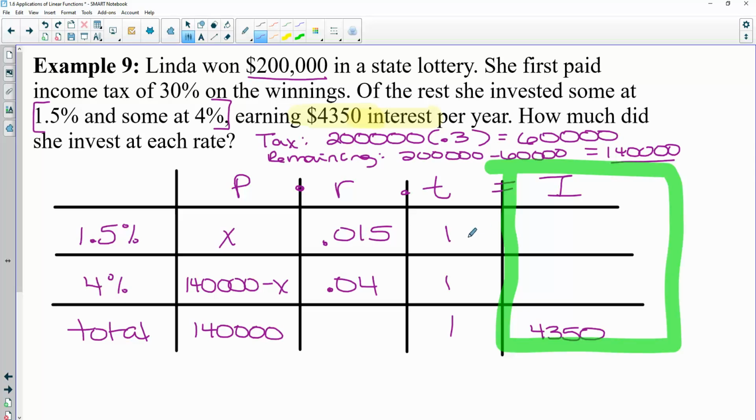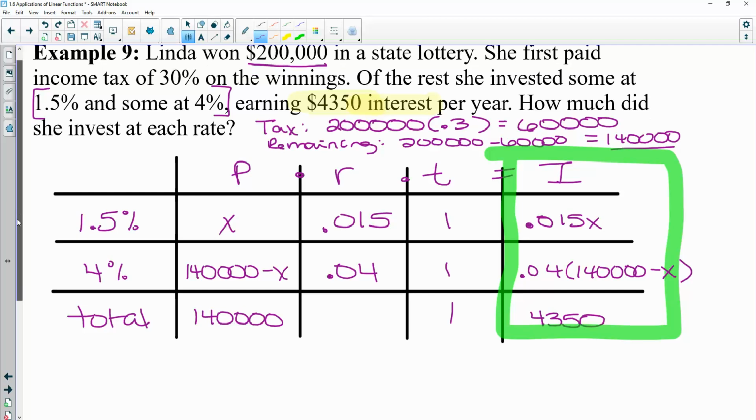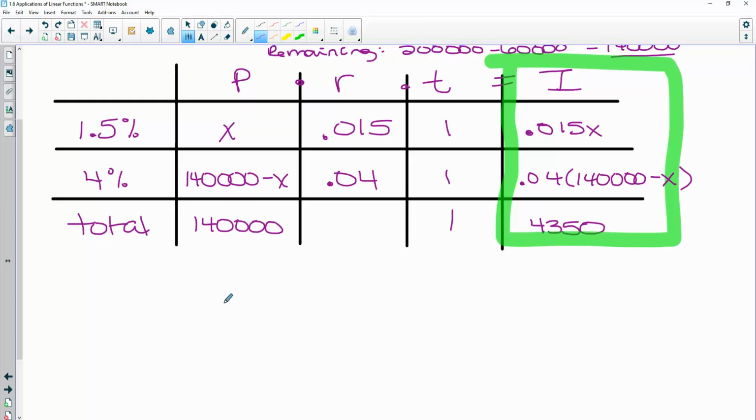X times 0.015, so 0.015x. 140,000 times 0.04 times 1. 0.04 times 140,000 minus x. 5,600. So we could go ahead and distribute that. And then how do you write your equation from there? Add those to equal your total.